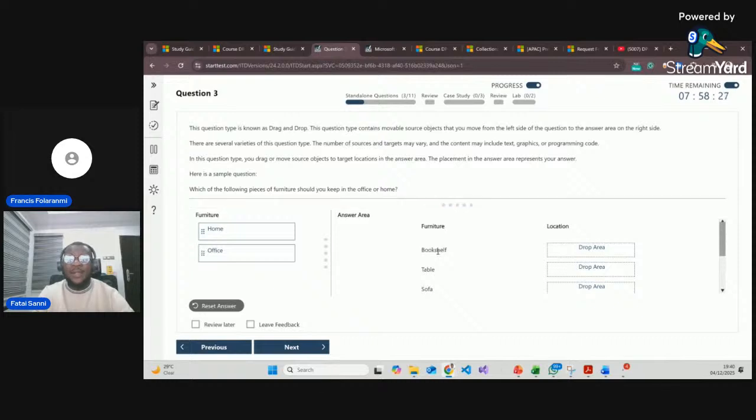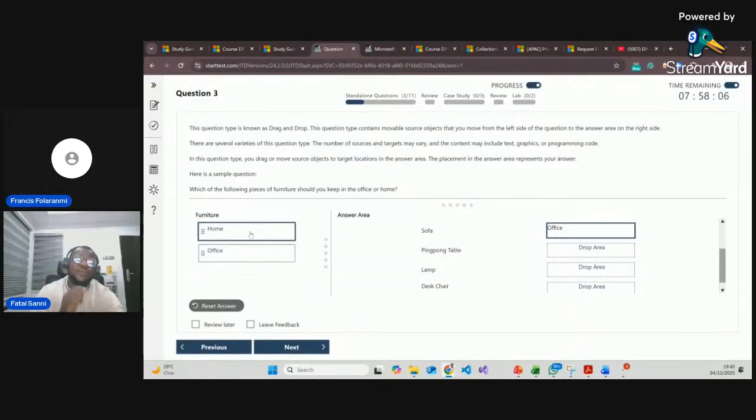So if you talk about a bookshelf, you drag your home here. If you talk about a table, you can have a table in your office or in your home. If you talk about a sofa, you can have it in your office or in your home. Note that when you have multiple choice, you can drag as many as possible. You can use the choices as many times as possible.